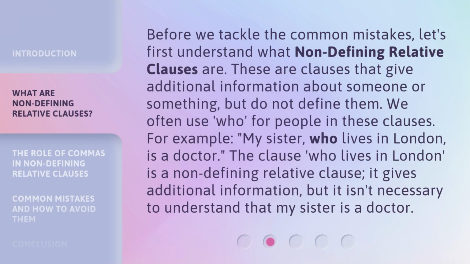Before we tackle the common mistakes, let's first understand what non-defining relative clauses are. These are clauses that give additional information about someone or something, but do not define them. We often use who for people in these clauses. For example, my sister, who lives in London, is a doctor. The clause, who lives in London, is a non-defining relative clause. It gives additional information, but it isn't necessary to understand that my sister is a doctor.